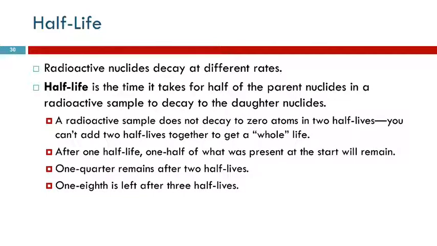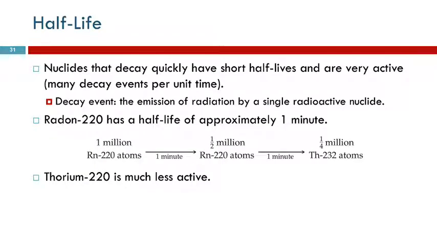This is a little deceptive because you might think, well, 2 half-lives and it's all gone. No, it's cut in half every time. And so the change gets smaller and smaller each time. You can't add 2 half-lives together to get a whole life. So after 2 half-lives, you've got 1/4 of your sample. After 3 half-lives, you've got 1/8. After 4, you'd have 1/16. It just gets cut in half. So something that decays quickly has a short half-life. Things that decay slowly have long half-lives.